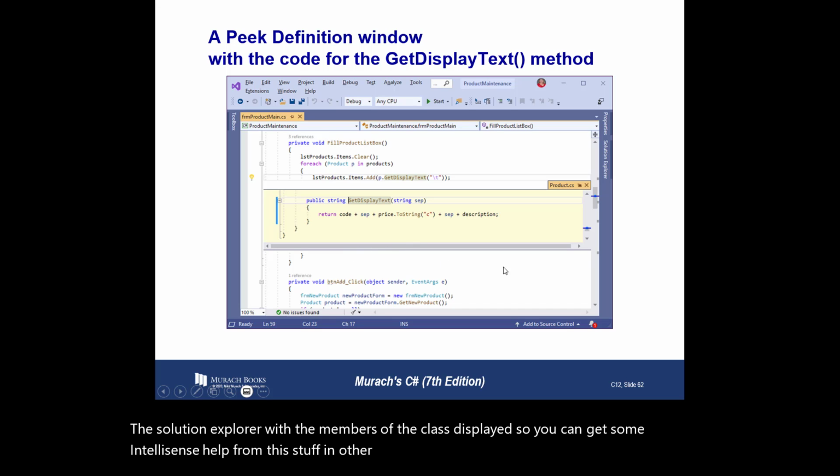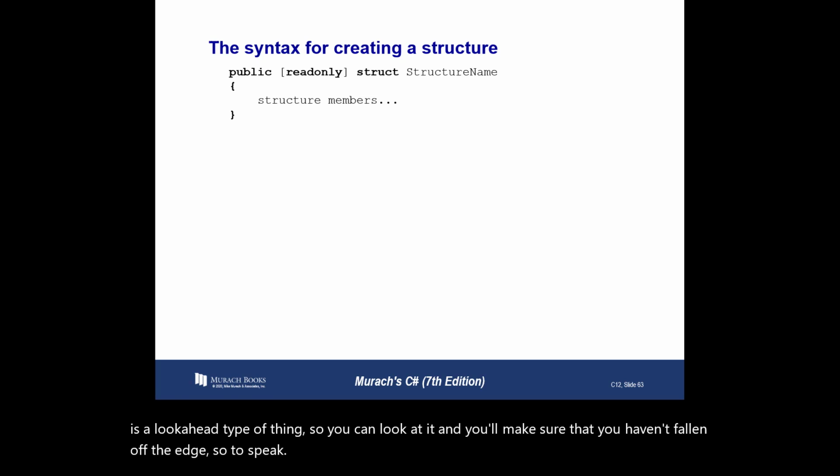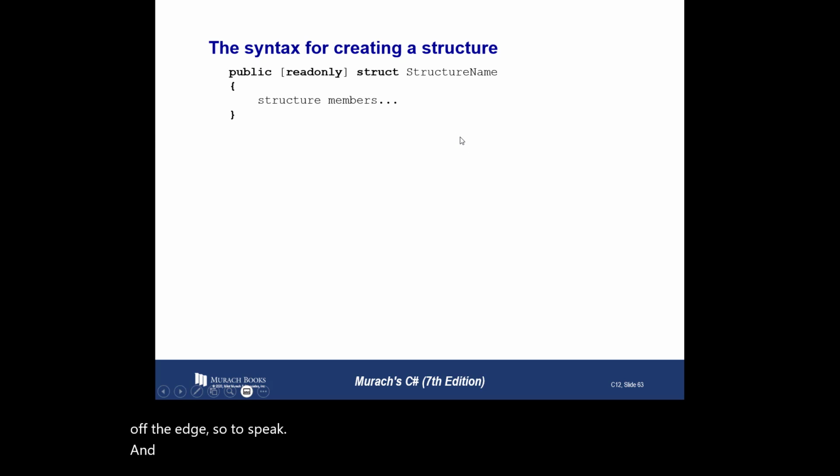The peek definition, typically, peek is a look-ahead type of thing. So you can look at it and make sure that you haven't fallen off the edge, so to speak. All right. And the last part of this chapter talks about structures.